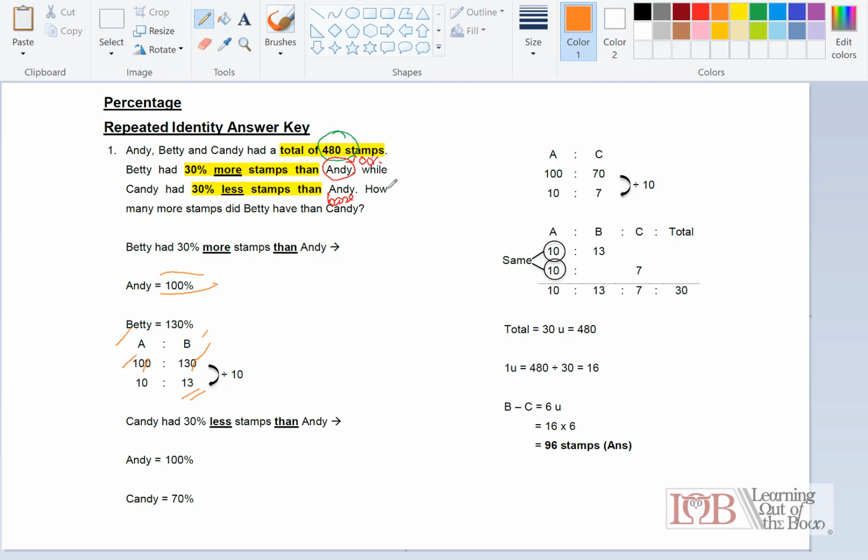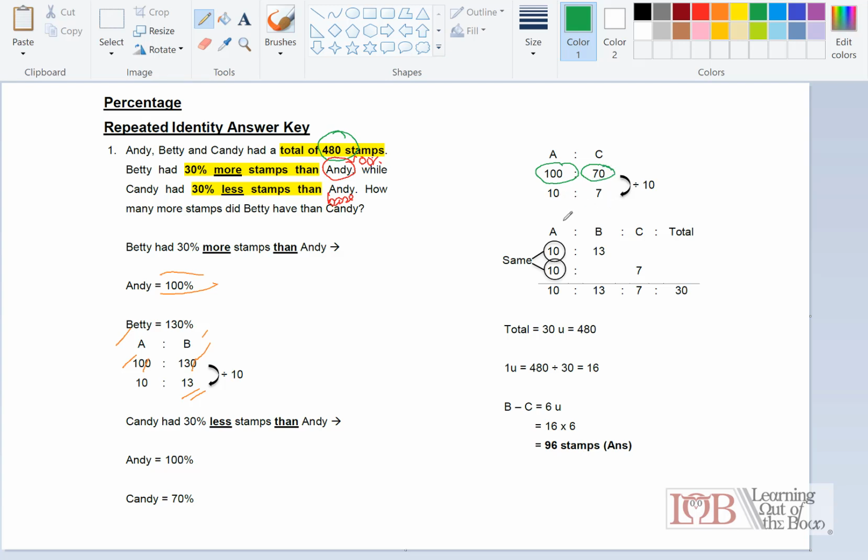Now, second scenario, Candy had 30% less stamps than Andy. So again, Andy will be 100%, and then 100% minus 30% will be 70%. So this will be 10:7.